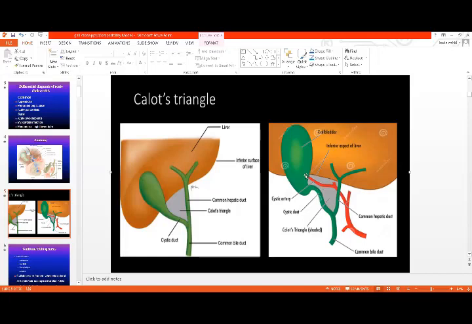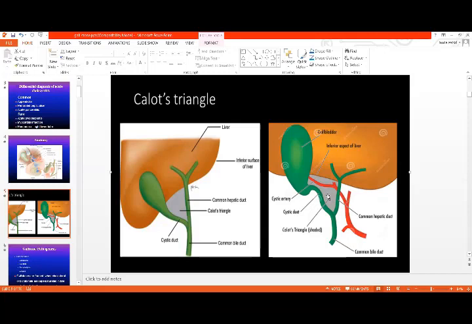So it could be in the contents. You can write it down if you want to get more marks: cystic artery and lymph node of Lund and some fatty contents. Okay, that's the surgical anatomy of the Calot's triangle.